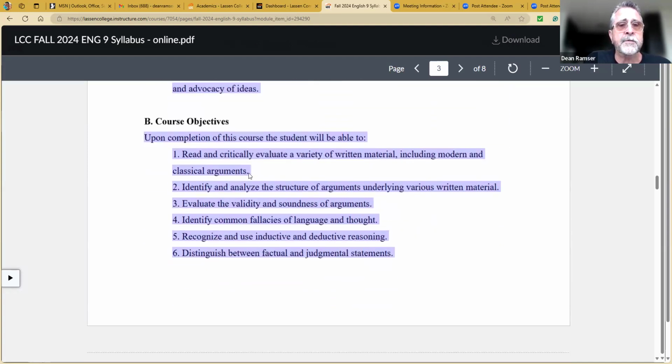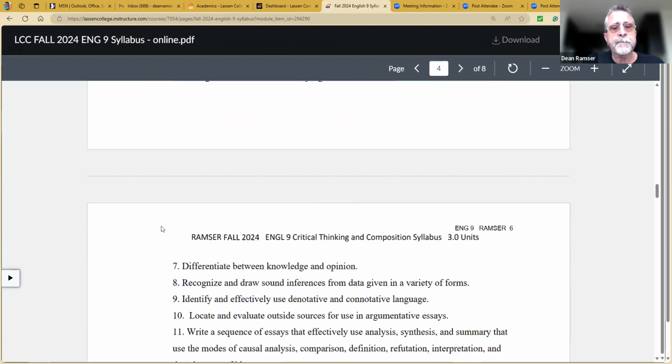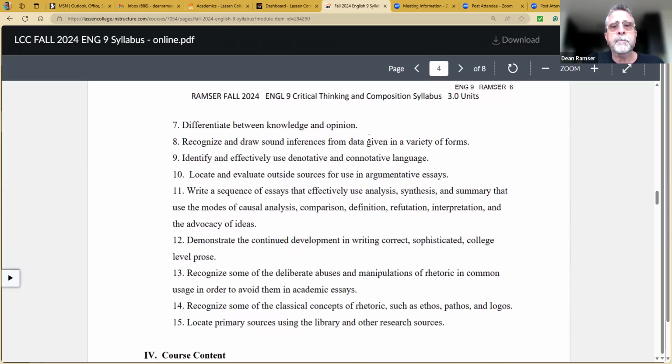Here are the course objectives: being able to identify good arguments, and we'll go over different kinds of arguments in the course. Be able to differentiate between opinion and knowledge, and what makes knowledge, what makes an opinion. Credible sources backing up your opinion makes it knowledge, while just saying I feel or I think is more of an opinion.